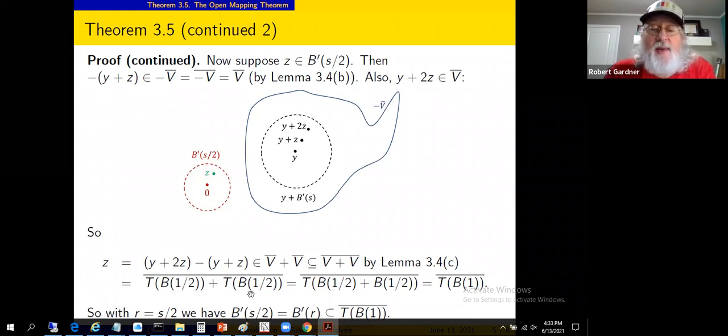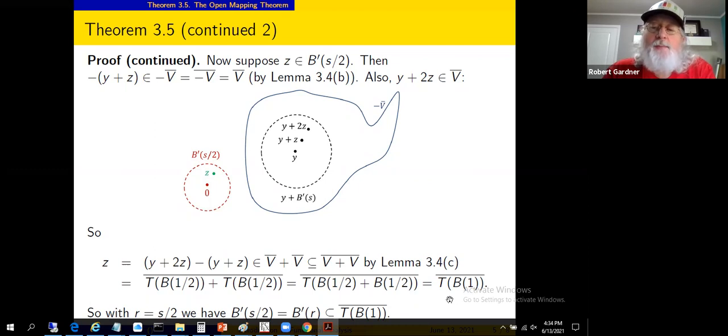You've got a linear transformation here. The sum of the transformations is the transformation of the sum, and that even works for sets of vectors. B of a half plus B of a half, that's taking any vector of norm at most a half, and adding another vector of norm at most a half to it. That's going to give you all the vectors of norm at most 1. B of a half plus B of a half equals B of 1. So we've got Z is an element of T of B of 1, closure.